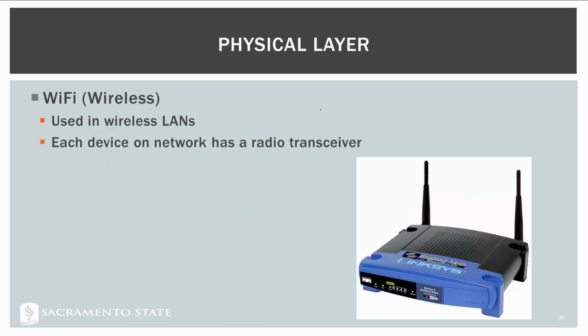Now that brings us next to our wireless, our radio communication. So Wi-Fi has become very common. Wi-Fi is for wireless local area networks, and each device on the network has to have a radio transceiver to send and receive messages. Here's a very simplistic wireless router, which realistically is a router plus a switch plus a wireless access point all in one device.